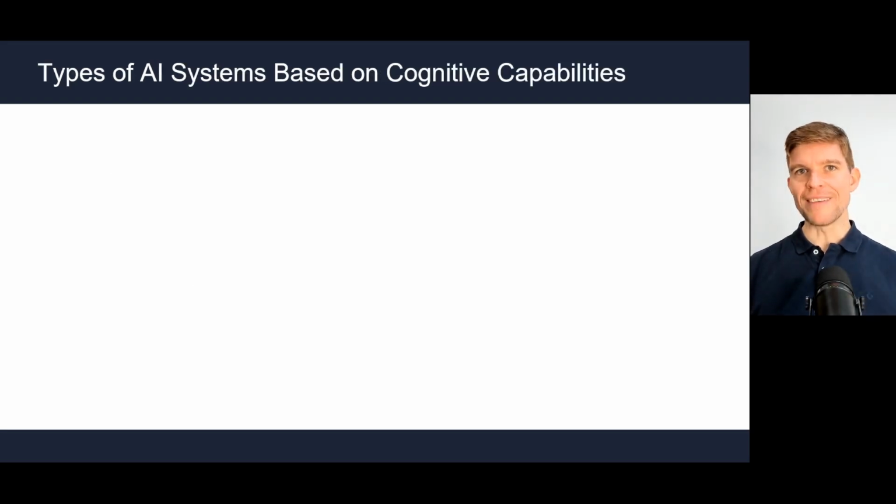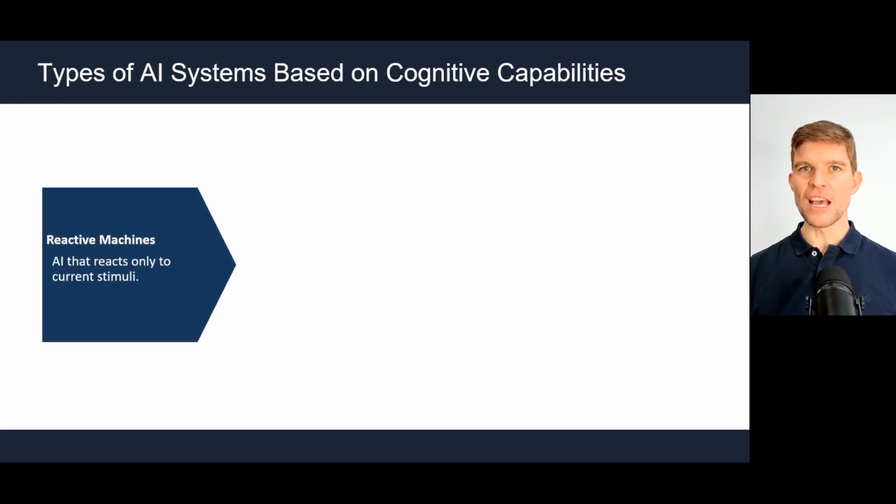Let's look at types of AI systems based on cognitive capabilities. We had at the beginning reactive machines. These are AI systems that react only to current stimuli. Stimuli is basically different things that we are feeding as input to the system. And it is only going to be able to react to the things that we give it. It is not going to be able to do something that is different from that system.